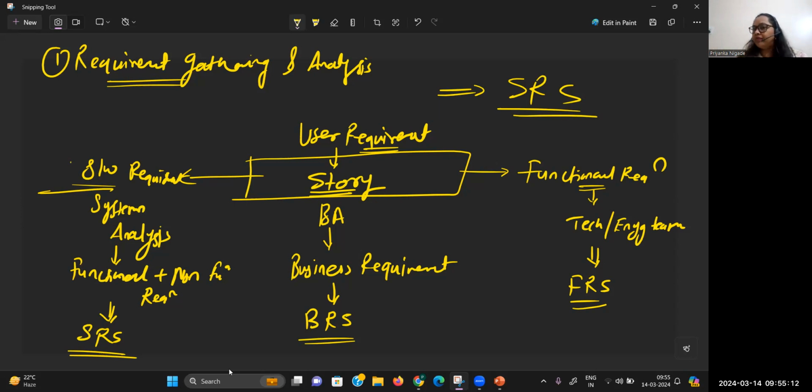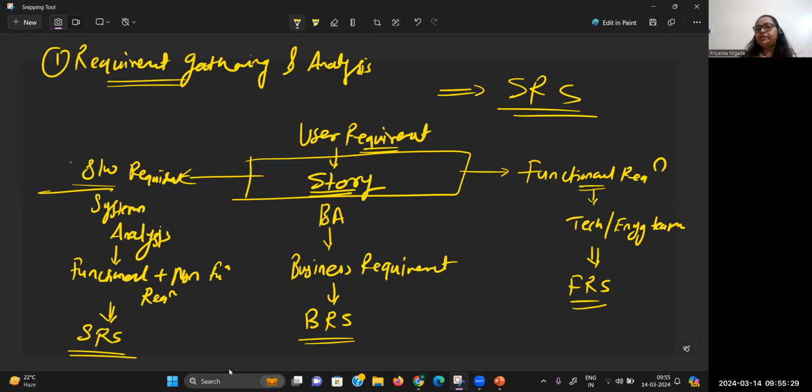like BRS document, FRS document, SRS document from the user requirement, right? But we simply follow the SRS document to complete the process. So this is enough to understand about this particular requirement gathering and analysis phase.